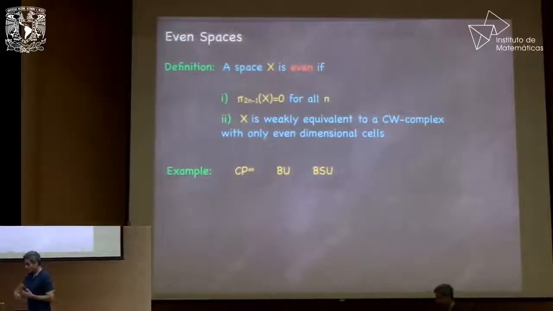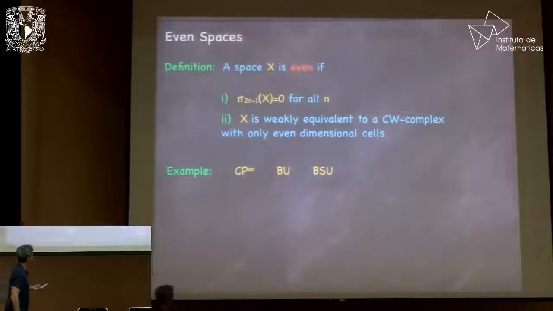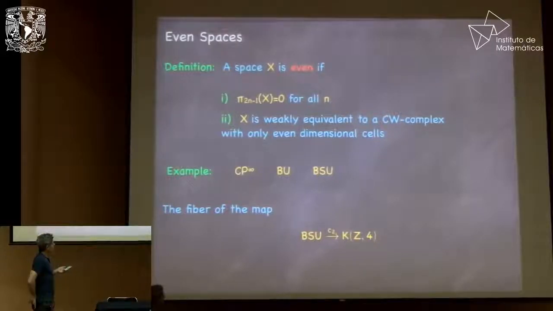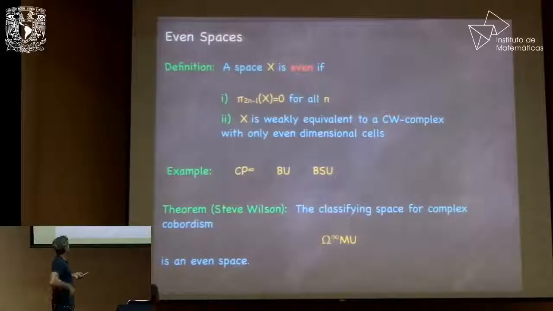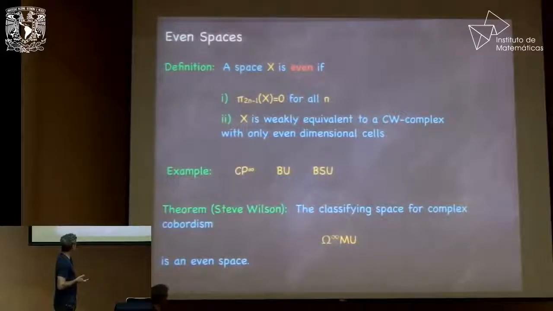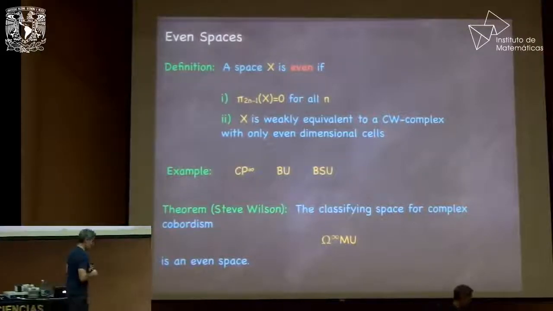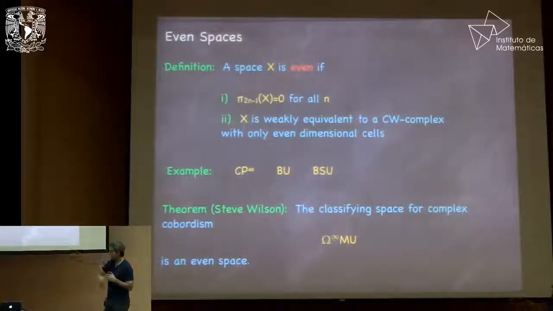So something like infinite-dimensional complex projective space, or the classifying space for the unitary group, or the classifying space for K-theory. Another example that's non-trivial is the classifying space for bundles whose second Chern class is 0. That has only even homotopy groups and only even dimensional cells. So these spaces are called even, and Steve Wilson in his thesis showed that the classifying space of complex cobordism is even. Now, I don't have time to go into why that's such a powerful thing, but it allows you to resolve spaces in unexpected ways in terms of Eilenberg-MacLane spaces.